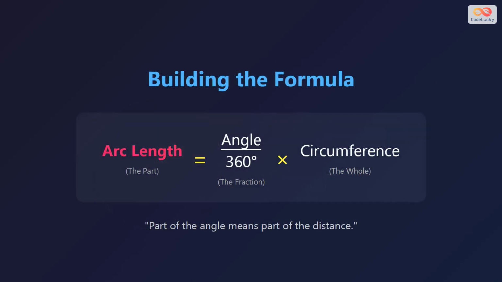We can now build our formula logically. The arc length is just a part of the total circumference. So, the arc length equals the fraction of the circle multiplied by the total circumference. Part of the angle means part of the distance.